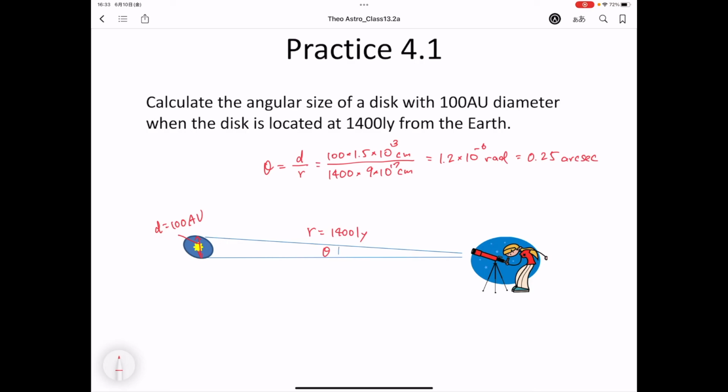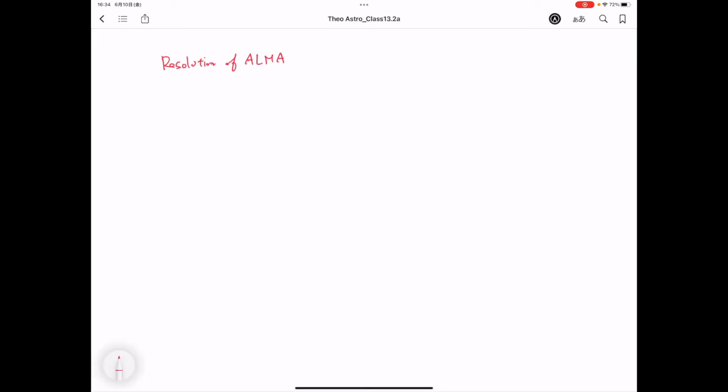If you observe the protoplanetary disk from the Earth, then we'd like to consider the resolution of ALMA. The resolution of ALMA is 0.01 arcsecond. 1 arcsecond is equal to 1 over 3600 degrees. If you convert the degree to radians, it is 2 pi divided by 360 radians. If you calculate, it becomes 4.85 times 10 to the minus 6 radians.